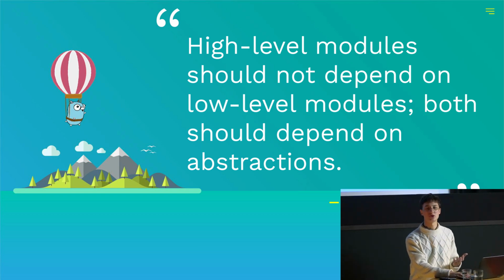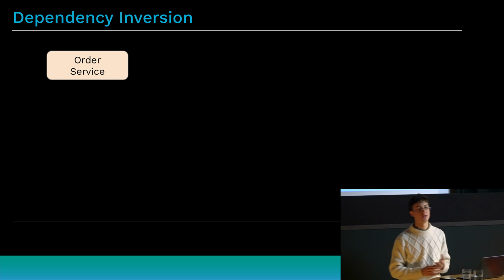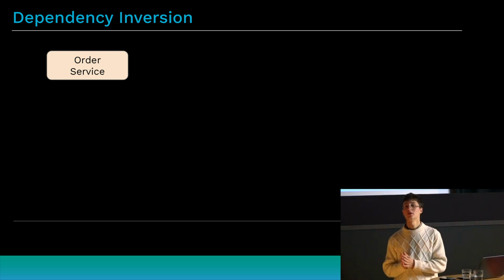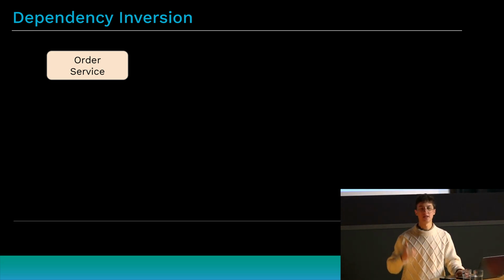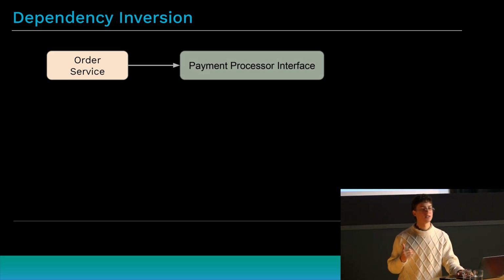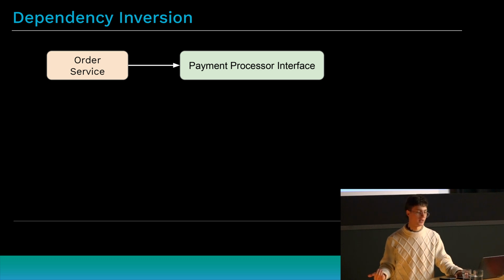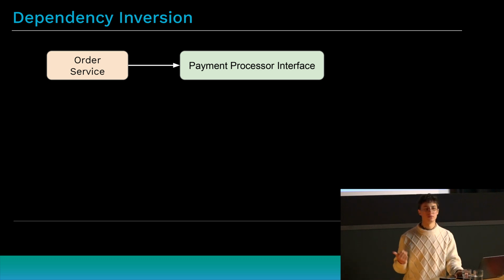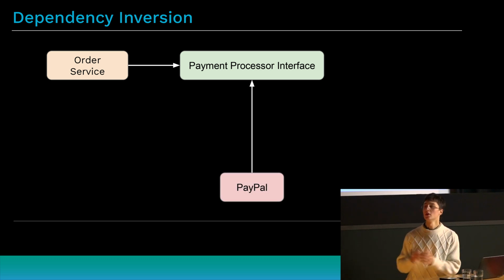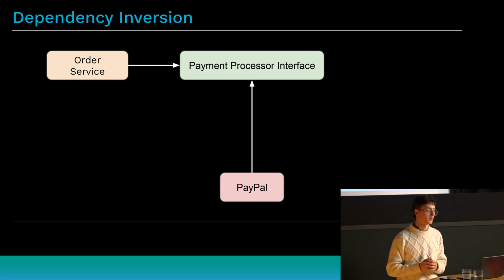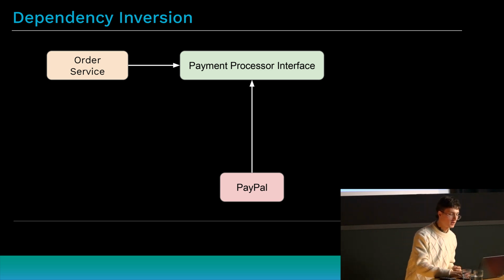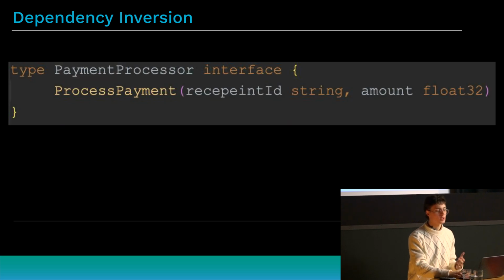But what does it mean in real life? Previously, if you remember, we had a couple of services that were dependent on PayPal. Now imagine you have one of your services which is not dependent on PayPal, but now depends on a payment processor interface. And then PayPal, the same service provider, would just realize this interface, would be an implementation of this abstraction. In real code, it would look like this.